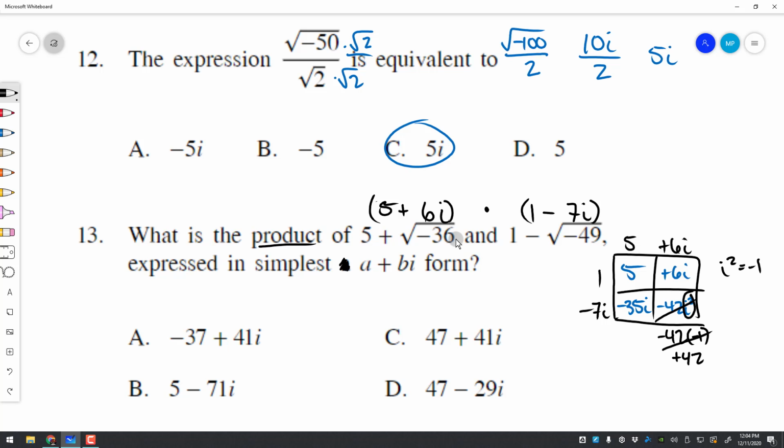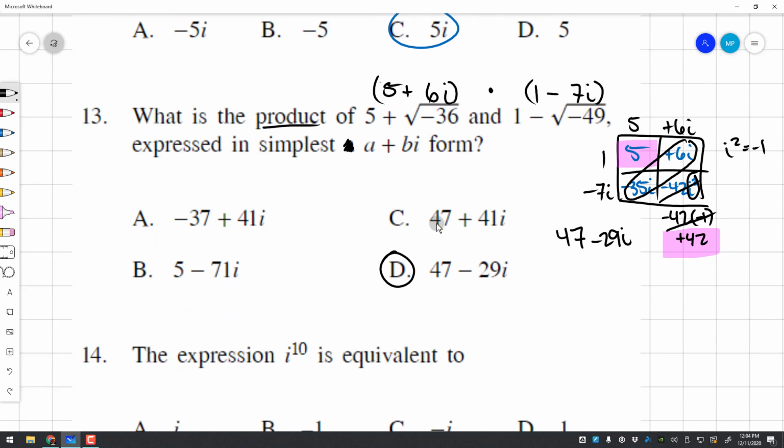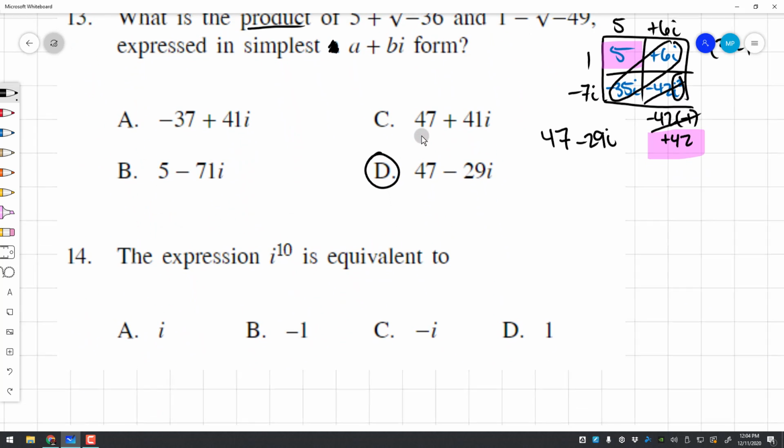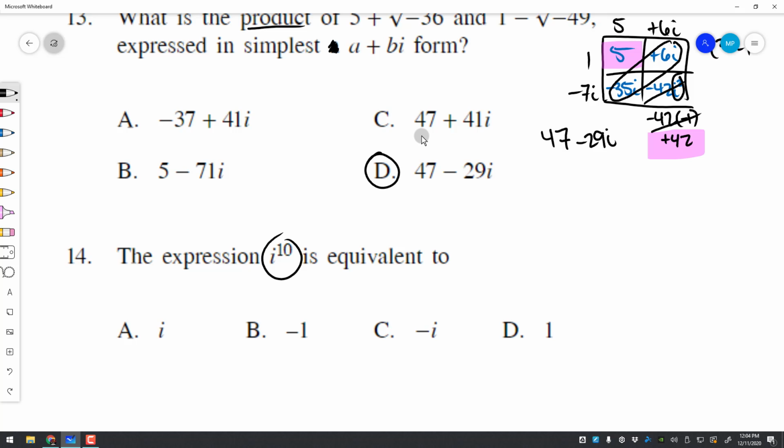We get a nice whole number, or a real number. So when we go to combine our reals, 5 and 42, we get 47. And then when we combine our two imaginaries here, we get negative 29i. 47 minus 29i is the product there. Okay, lots of good parts in that question. 14, the expression i to the 10th is equivalent to blank.